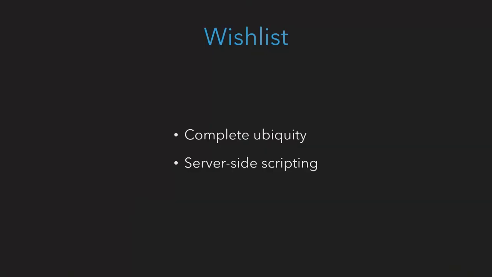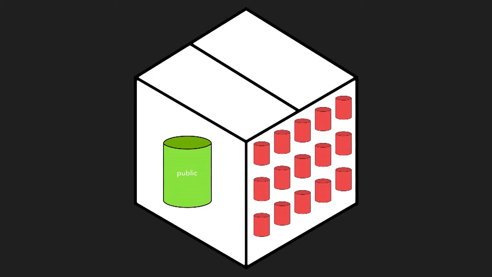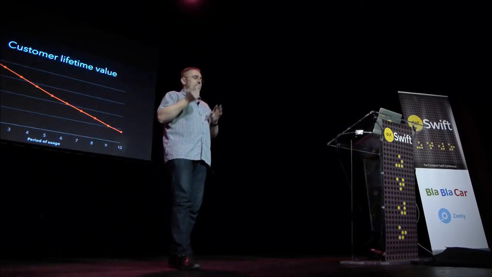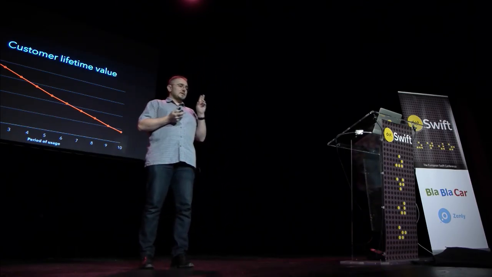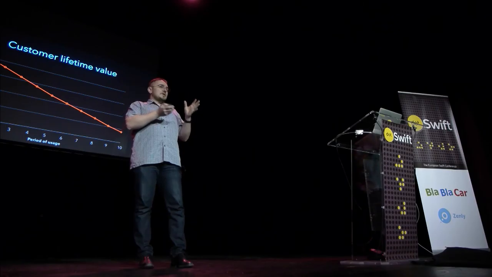Two things on my wish list: complete ubiquity, which means I would like to see a REST API for other platforms and server-side scripting. One last thing, you as a developer are in charge of hosting costs for the public stuff. Users are in charge of their own. One new business model you can get from here is that on a normal app that charges up front, the customer lifetime value decreases as the user uses the app, not so in CloudKit.